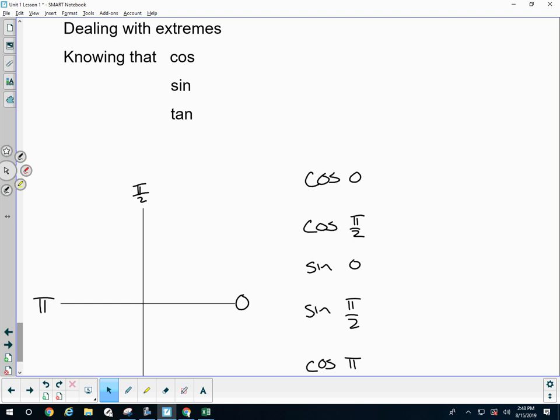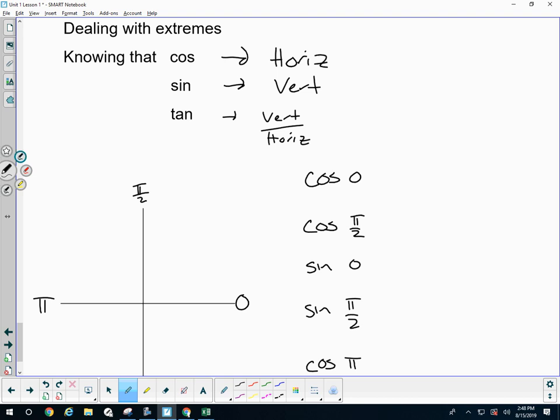Knowing that cosine of an angle is adjacent over hypotenuse, it's always going to be the horizontal distance, and sine is always going to be the vertical distance. Tangent's always going to be the vertical divided by the horizontal. I know quickly and easily, without having memorized anything, that the cosine of 0 is not 0. It's 1. And here is how I know that.